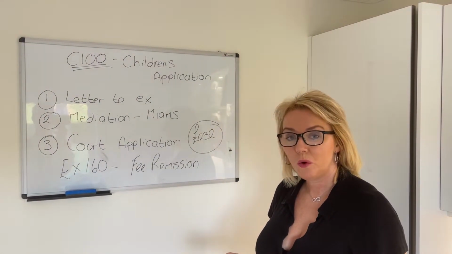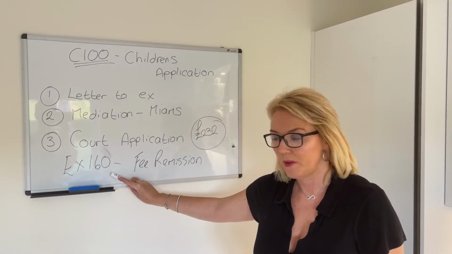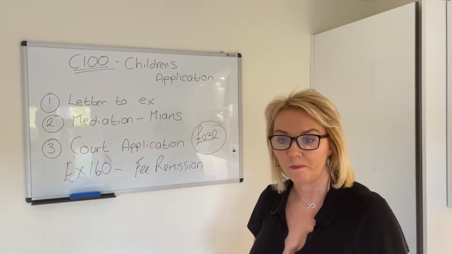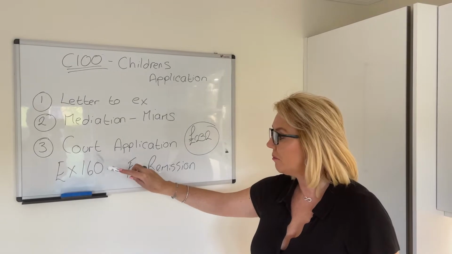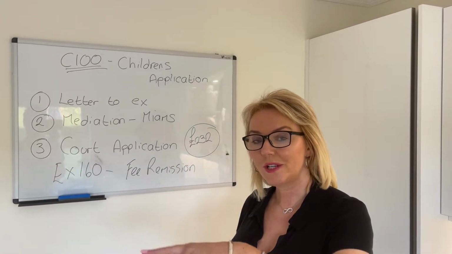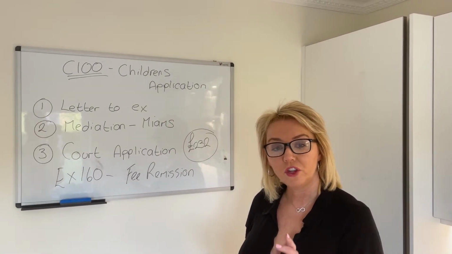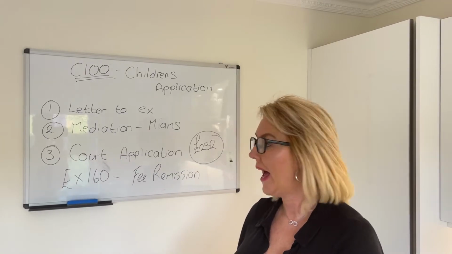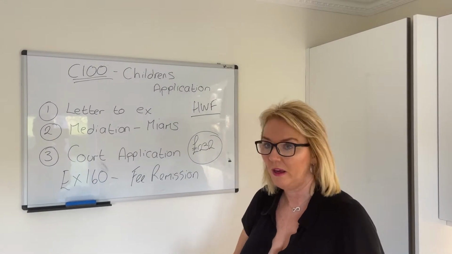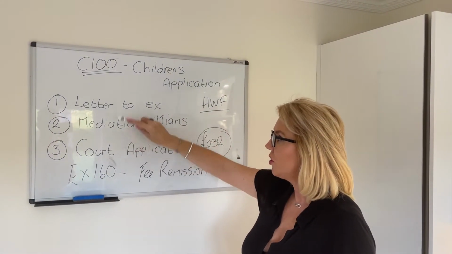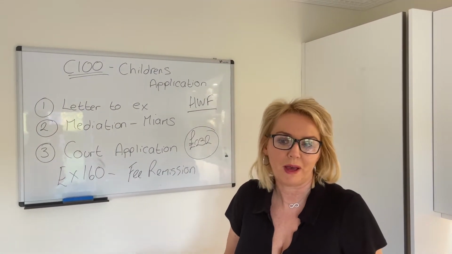In order to find out if you qualify for a fee remission, go onto the court website and download the EX160, okay? It's a help with fees form. You'll do this before you send in your application. You'll complete your EX160, you'll send it into court, they will assess it for you, and if you qualify, they'll give you a help with fees number, an HWF number, that you then put on your C100 form, and you don't have to pay the £232, or you might only have to pay £100, whatever they say.